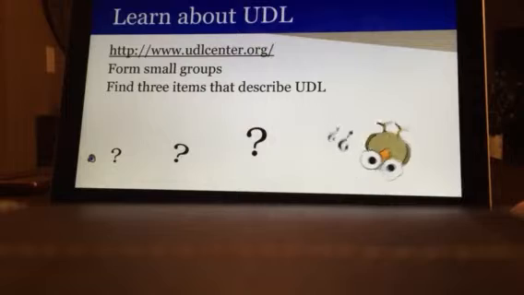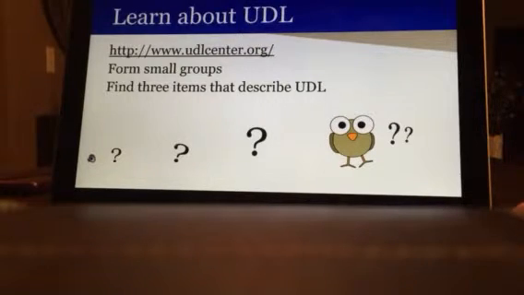At this point in the presentation, I would have the teachers visit this website, udlcenter.org, and I would also have them get into small groups. In the groups, I would have them look at and find out what UDL is. Some may know, some may not, and just have a discussion around this topic of UDL, what it is, how we can benefit students with it.